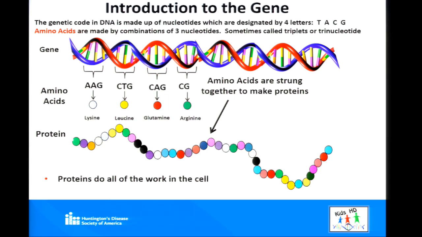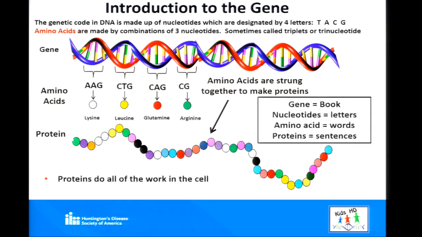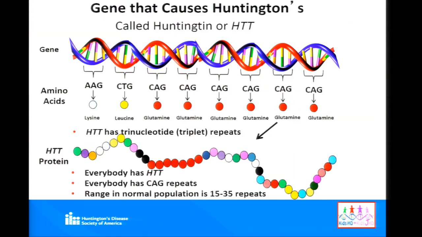But each one of those triplets makes up an amino acid. An amino acid is strung together to make a protein. And the protein is what does all the work in the cell. So here's just a basic analogy. The gene is a book. The nucleotides are letters. The amino acids are words. You string them together and you get sentences. So that's just an analogy to help you think about how genes are made.